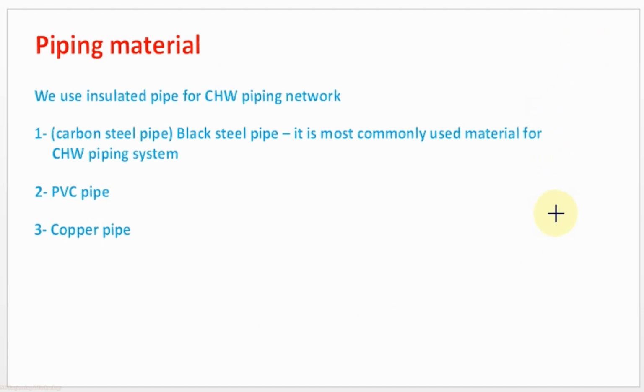Piping material that can be used for chill water system. The most commonly used is carbon steel, or we say black steel pipe. PVC pipe also you can use, and copper pipe also it can be used.